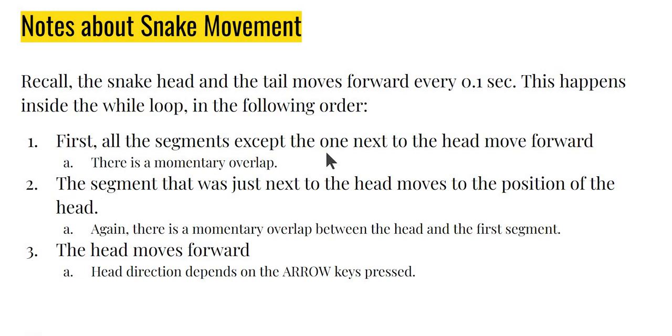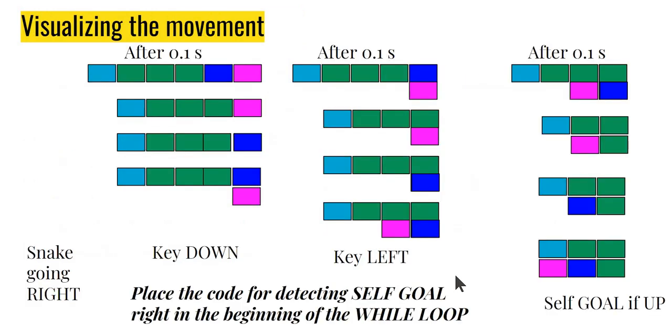First, all the segments except the one next to the head move forward, which means there's a momentary overlap between segments, but then the segment that was just next to the head again moves, and it moves to the position of the head. Once again, however, there's a momentary overlap between the head and the first segment, and then the head moves forward. Now, this is sort of how the game is working. It's kind of important to understand how this whole thing is coming together. Clearly, the head direction depends on the arrow keys. Now, just to illustrate this a little bit.